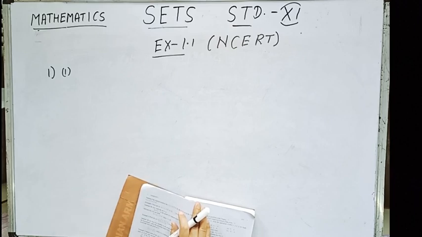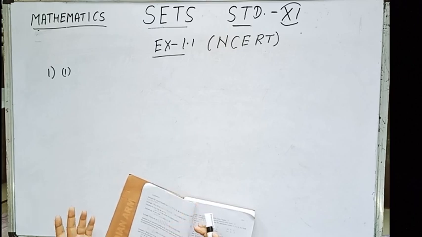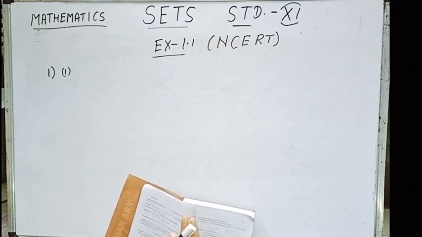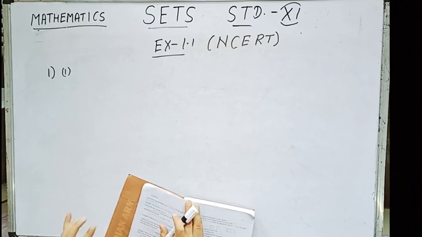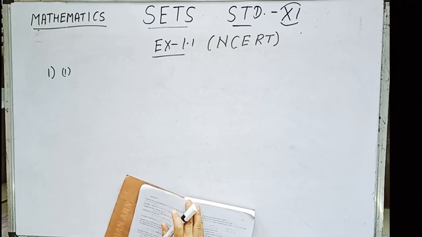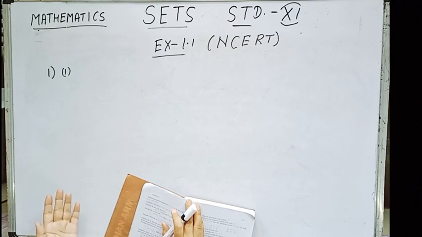Number 4, the collection of all boys in your class. So obviously if your class is there, suppose 11A, 11B, whatever, the boys is well defined. Of your class, who all are the boys, you are knowing, so it is well defined, so it is a set. Number 5, the collection of all natural numbers less than 100. So obviously natural numbers less than 100 you can write from 1 to 99, so it is well defined, so it is a set.